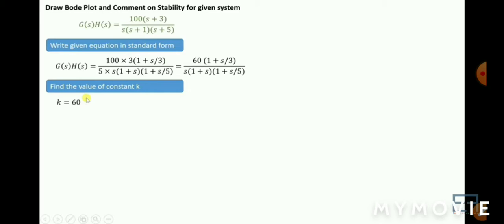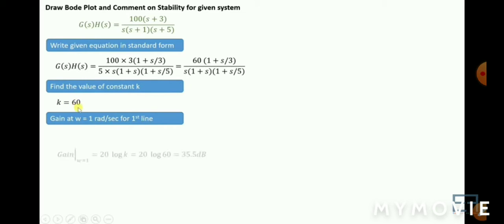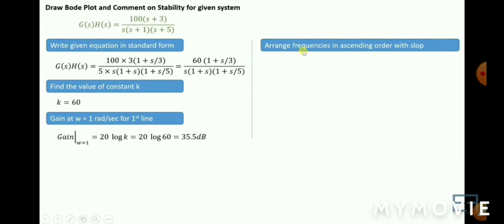Next, what is the 60? That is the constant term, K equals 60. Whatever K we get, we convert that into magnitude form. Omega equals 1 radian per second for the first line. So, 20 log K, that is 20 log 60, gives 35.5 decibel. That is the gain at omega equals 1 radian per second.